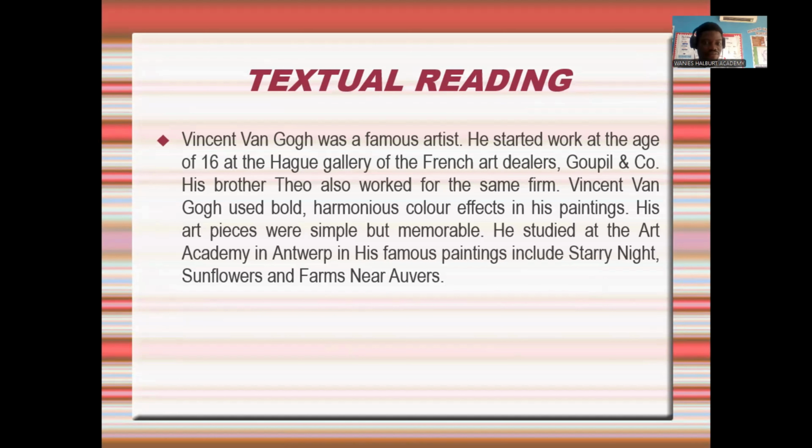Okay, I will read. Vincent van Gogh was a famous artist. He started work at the age of 16 at a gallery of the French art dealers. His brother Theo also worked for the same firm. Vincent van Gogh used bold, harmonious color effects in his paintings. His art pieces were simple but memorable. He studied at the Art Academy in Antwerp. His famous paintings include Starry Night, Sunflowers, and Farms near Aarhus.